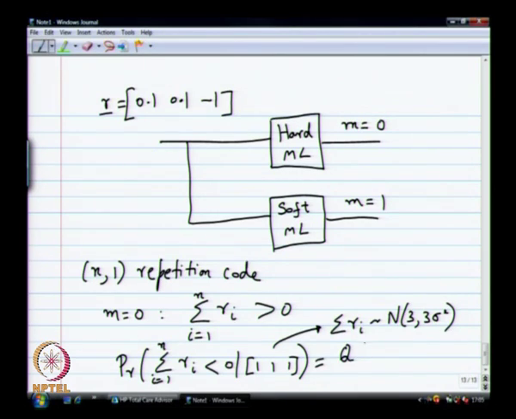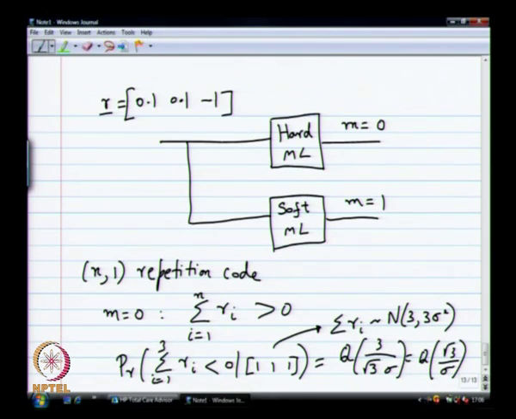This is simply Q of 3 by root 3 sigma, which is Q of root 3 by sigma. Okay, so I have done it for n equal to 3. Now there is no reason why you can't generalize it to an arbitrary n. If you put n here, this will become normal with n and n sigma square. This will become n by root n sigma. So essentially you will get Q of root n by sigma for the general case also.